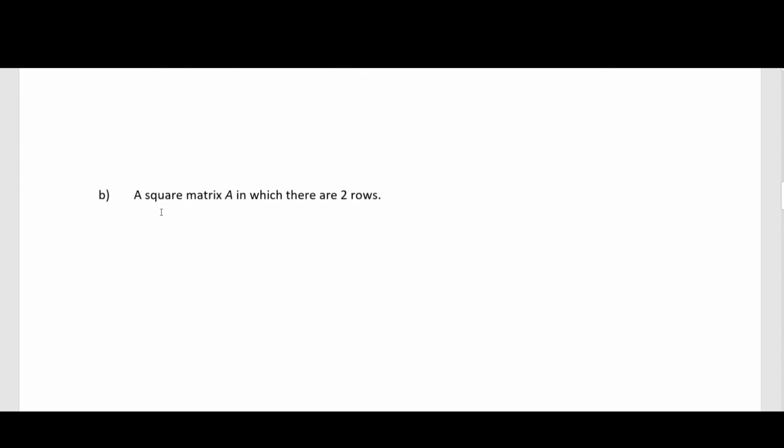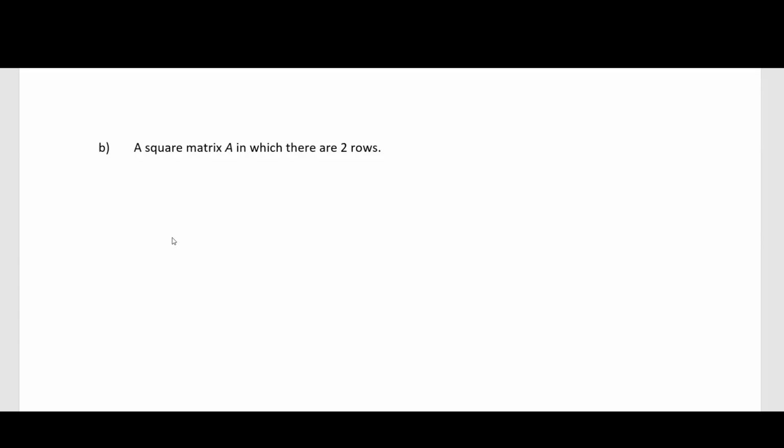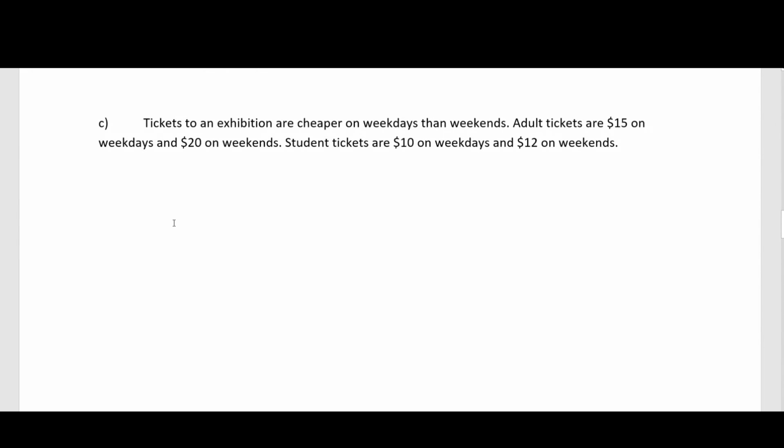All right. A square matrix A in which there are 2 rows. So A can equal this. 1, 2, 3, 4. So square matrix. A square matrix has the same number of columns as rows. Right, so here we've got a 2 by 2 matrix because we needed 2 rows. So there's our 2 rows, so there's got to be 2 columns. And it wanted A equals. We had to name our matrix.